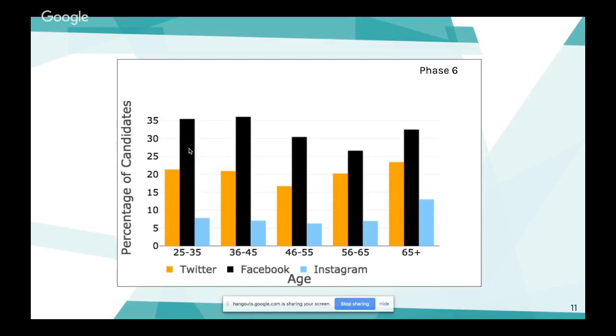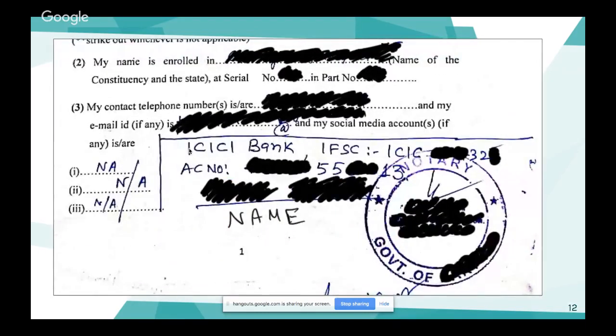Interestingly, if you look at the phase 5 analysis, we had an observation that Facebook is used consistently by everybody, while the older the candidates are, the less they use Twitter. This is data that is manually annotated from the affidavits on the ECI website. Here's more. This is knowing your candidates, so to say.